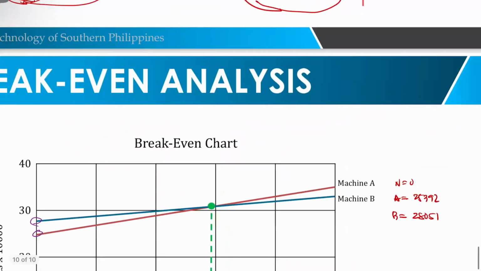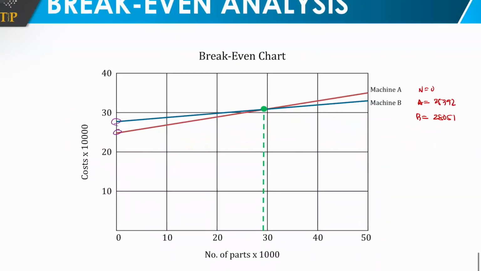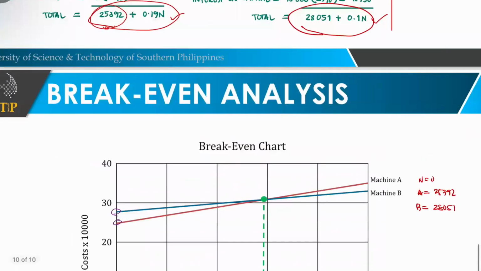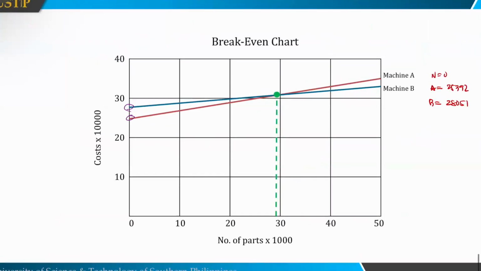So that is the analysis for the break-even for two alternatives. Okay, I think that ends the lesson. So if you have questions, you can feel free to comment on the Google Classroom post.